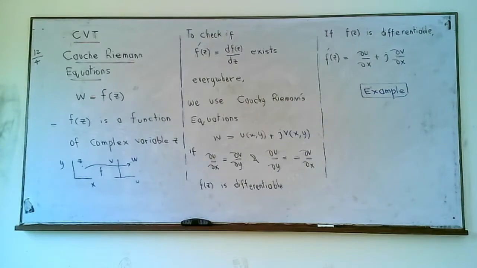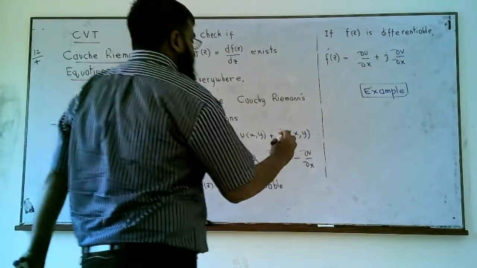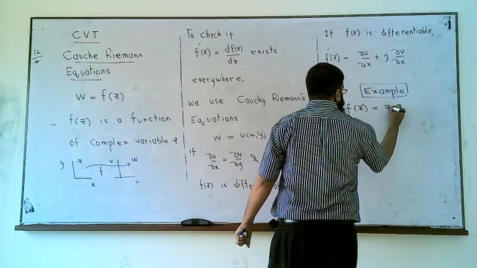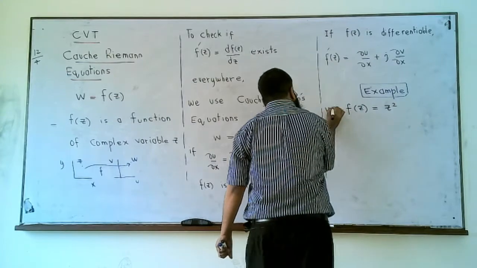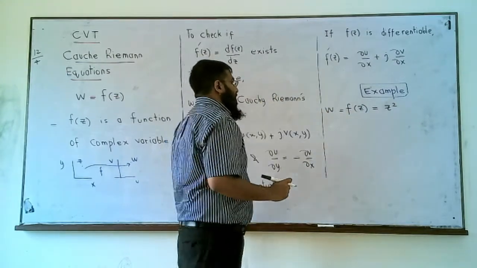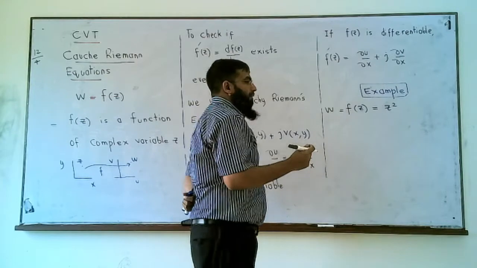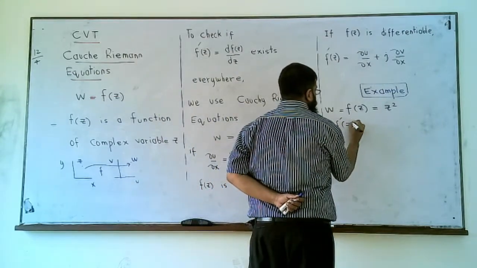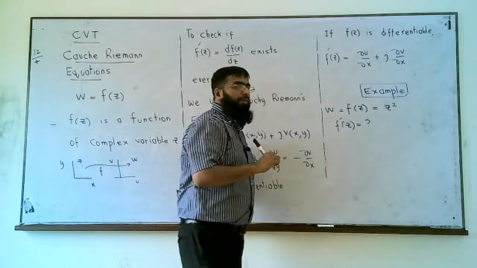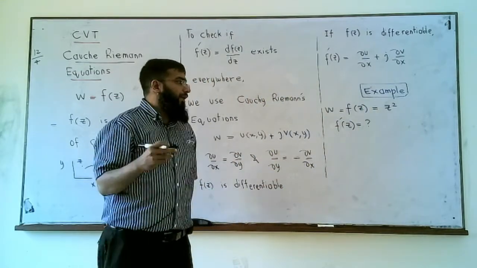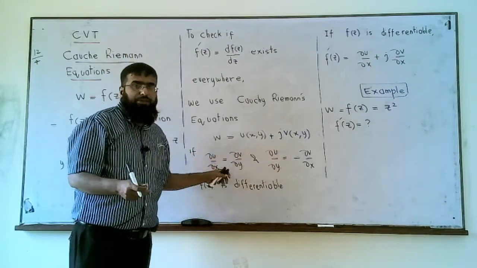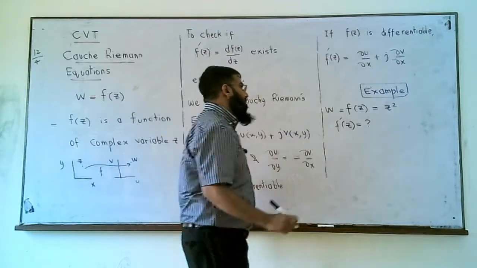So we will solve an example where f of z is given to be z squared. This f of z is w, the function of z. Right, and first we have to check whether it is differentiable or not. The task is to compute f prime of z, df over dz, but before that we have to write it in terms of x and y, and then we'll apply these Cauchy-Riemann equations to check whether it is differentiable.